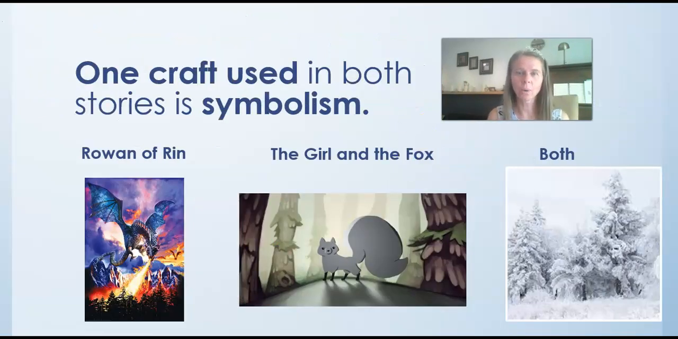In addition to sharing one same theme, both stories use the same craft. They both use symbolism. One craft used in both of these stories is symbolism. In Rowan of Rin, there is a dragon, and a dragon is a symbol of danger, and that represents the problem in that story for the people. In The Girl and the Fox, there's a fox, and a fox is a symbol of sneakiness, and that's the problem for the girl's family. Also, in both stories, it's winter, and winter and snow are symbols of death, and that comes in the climax of both of those stories.